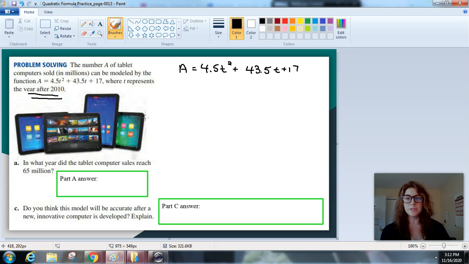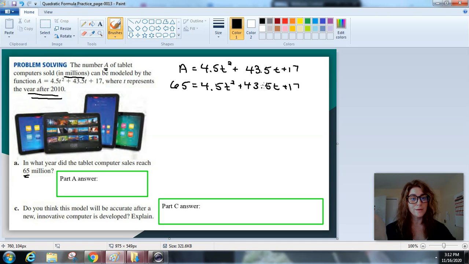Part A says, in what year did the tablet computer sales reach $65 million? Well, A is the number of tablets sold, and they're counting it in millions. So when I substitute, I am only going to put 65. Do not put 65 with all the zeros. They truncated it to be told as per millions. So we're going to subtract that 65.